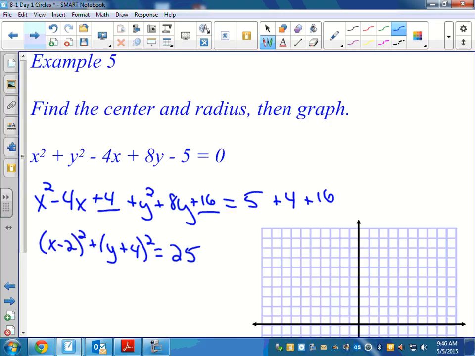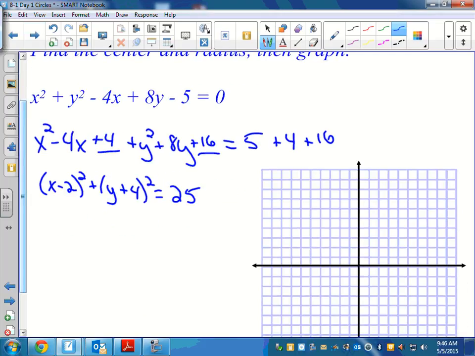The big mistake is people forget to add the numbers to the other side. If you ever get a negative number as your radius, it probably means you didn't add to the other side. So my center here would be 2, -4. And my radius would be 5.